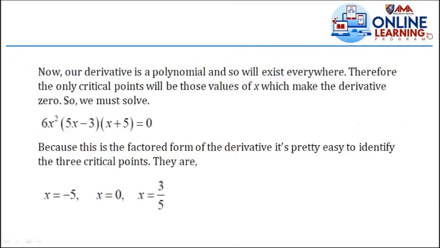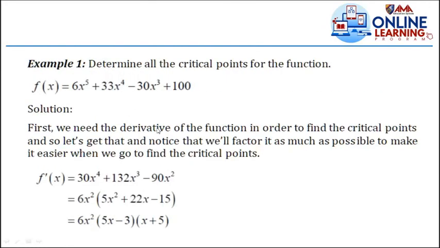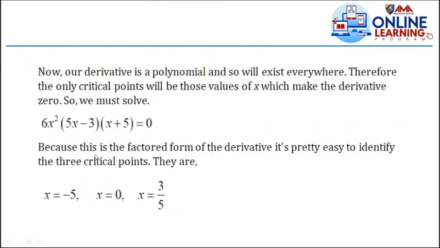With that, our derivative is a polynomial, and so it will exist everywhere. Therefore, the only critical points will be those values of x which make the derivative 0. So we must solve 6x squared multiplied by 5x minus 3 multiplied by x plus 5 is equal to 0. So we're going to equate this to 0. Because this is the factored form of the derivative, it's pretty easy to identify the three critical points.